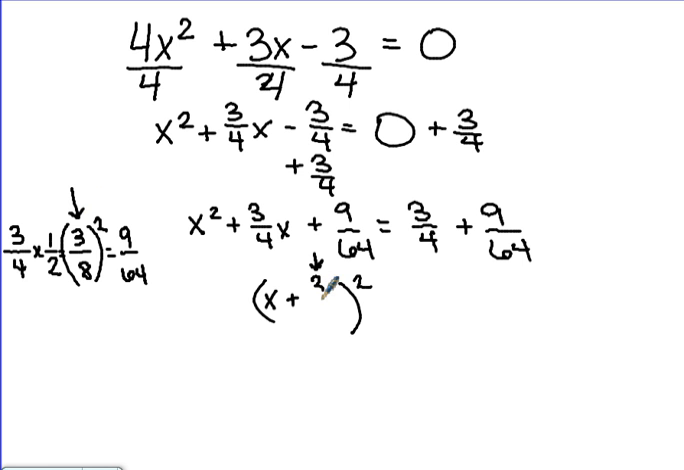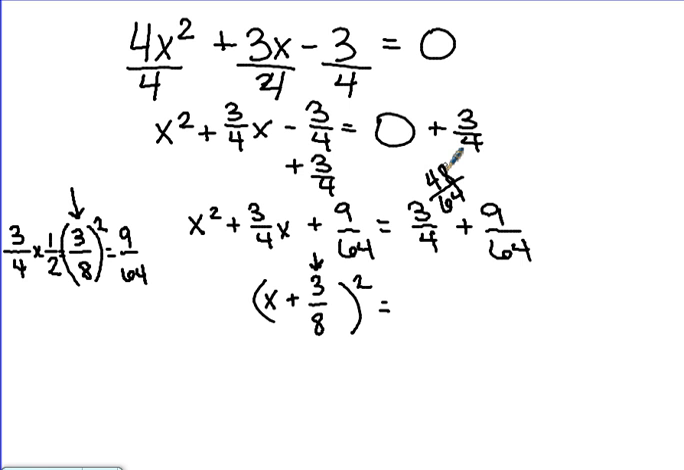So it's going to be 3/8. So now we have (x + 3/8)² equal to, we're going to go ahead and add 3/4 and 9/64. Keep in mind, when you're adding fractions, we have to have a common denominator. All right, so the common denominator is 64. Well, 4 times 16 gives me 64, so I'm going to do 3 times 16, which is 48. So this becomes 48/64 plus 9/64.